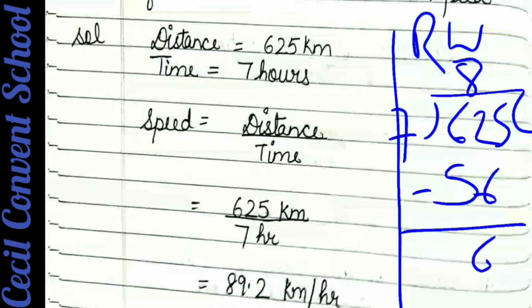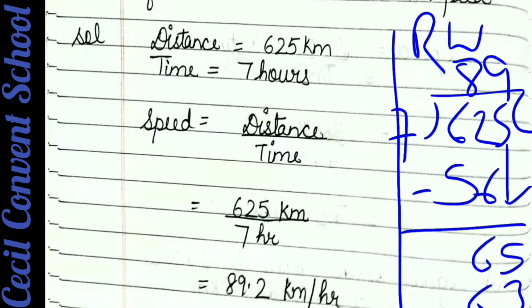Then I will take down 7. In the 7 table, 63 comes closest to 67, 7 nines are 63. So we will subtract it. The answer comes 2. Then we put a decimal because the numbers in the dividend are finished. So we put a dot here also. You have already done this in the half yearly syllabus. Then you take 0. How many do you require? You put a 0. Then 7 2s are 14. In this manner you have to do it. So the answer will be 89.2 km per hour.